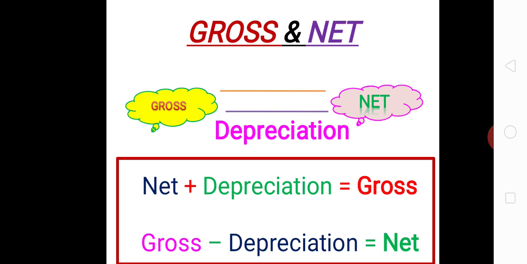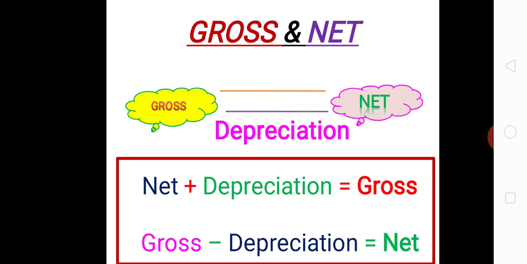If any information is given in gross terms, how do we convert it to net, or if any information is given in net terms, how do we convert it to gross? The one term is depreciation. If we add depreciation to net, we will get gross, and if we subtract depreciation from gross, we will get net.